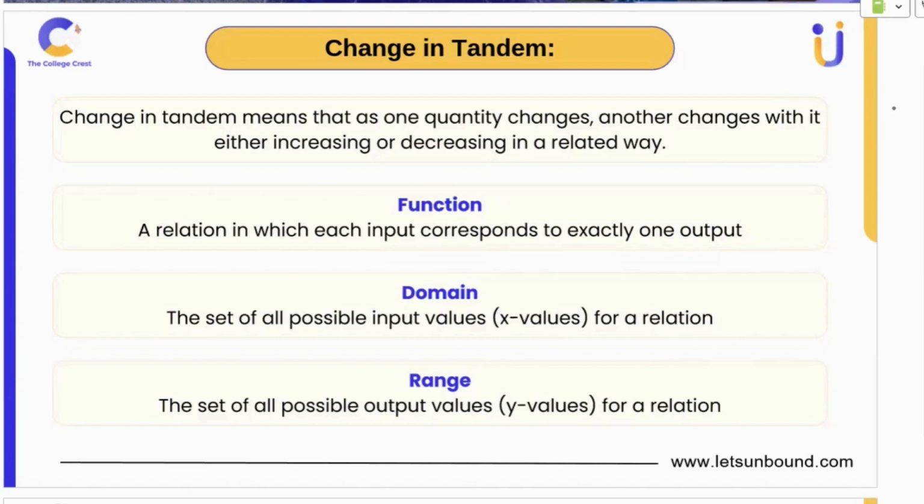So a function, we know, is a relation in which each input corresponds to exactly one output, right? Many relations we can form, but all of them are not functions. Only if they satisfy this, every input exactly one output. And when we talk about input and output, the set of all input values, that is basically x values, is your domain. The set of all output values, we call it the range, right?